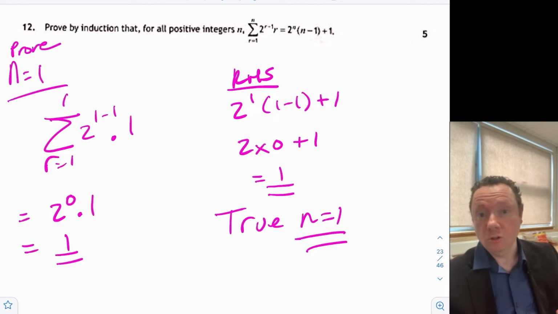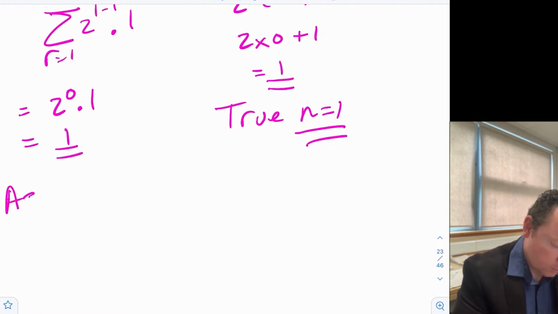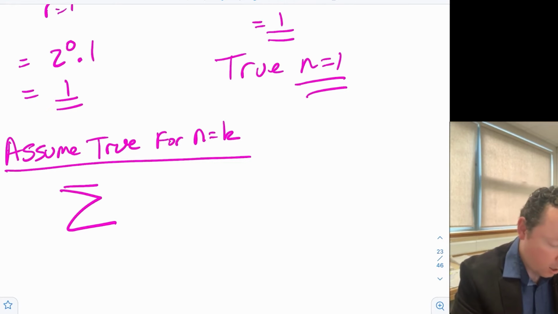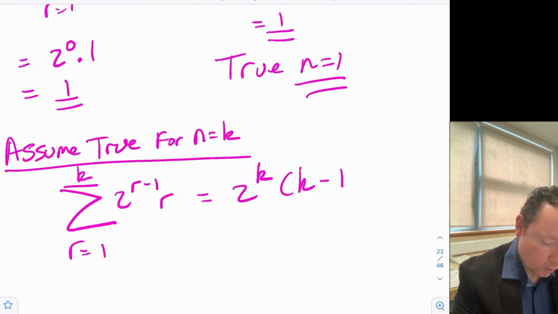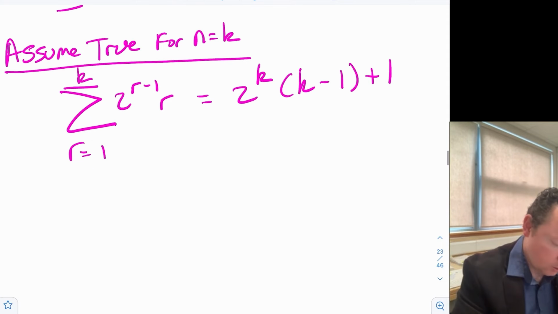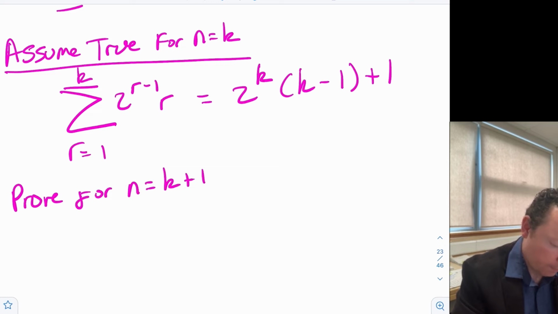And now we're going to assume it's true for n equal to k. So assume true for n equal to some number k. So we can write that the sum from r equals 1 to k of 2 to the r minus 1 times r equals 2 to the k minus 1, plus 1. And now we want to prove it for n equal to k plus 1.